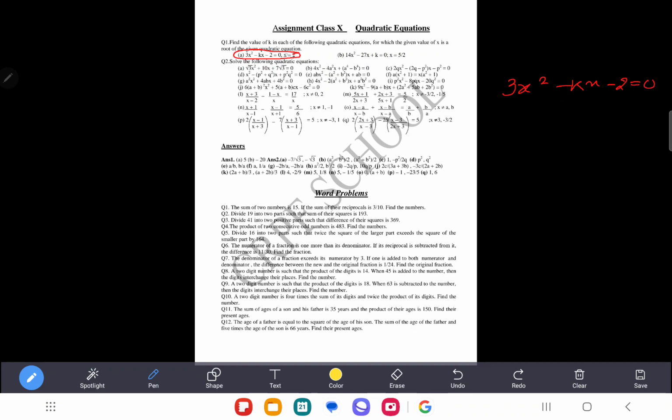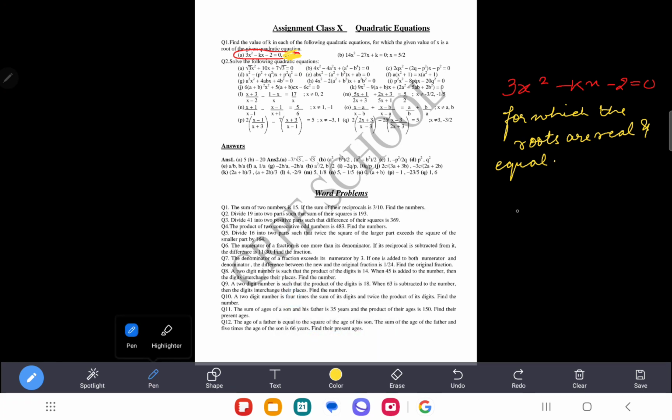Forget about the original question, I'm not solving it. I've just taken the equation from this sheet. Let's suppose I say, find the value of k for which the roots are real and equal. So if the roots are real and equal, what exactly does that mean? If you compare it with ax square plus bx plus c equals 0, a here is going to be 3, b here is going to be minus k, and c here is going to be minus 2.